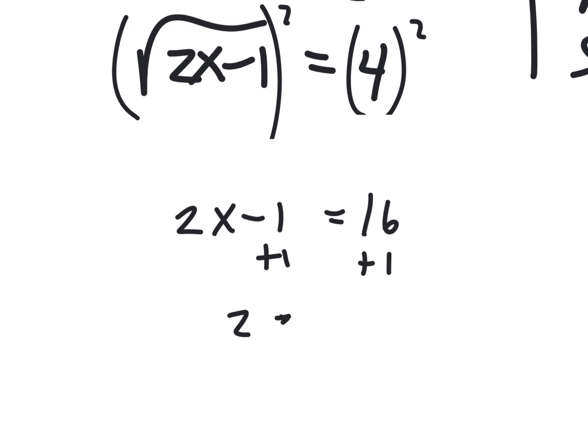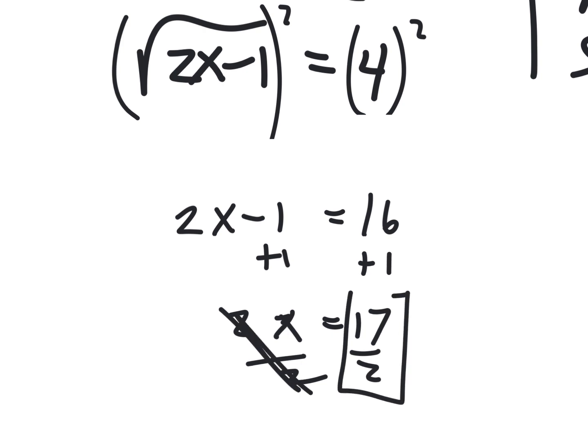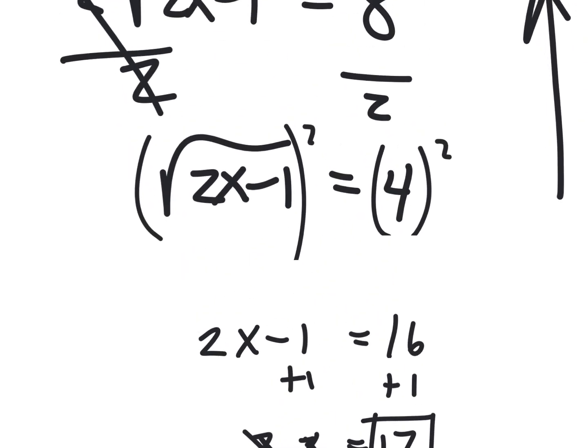2x is equal to 17. Divide by 2, divide by 2. 17 halves is my final answer there. All right, so can you do it? I'm going to give you one now, and let's see if you can get the right answer.